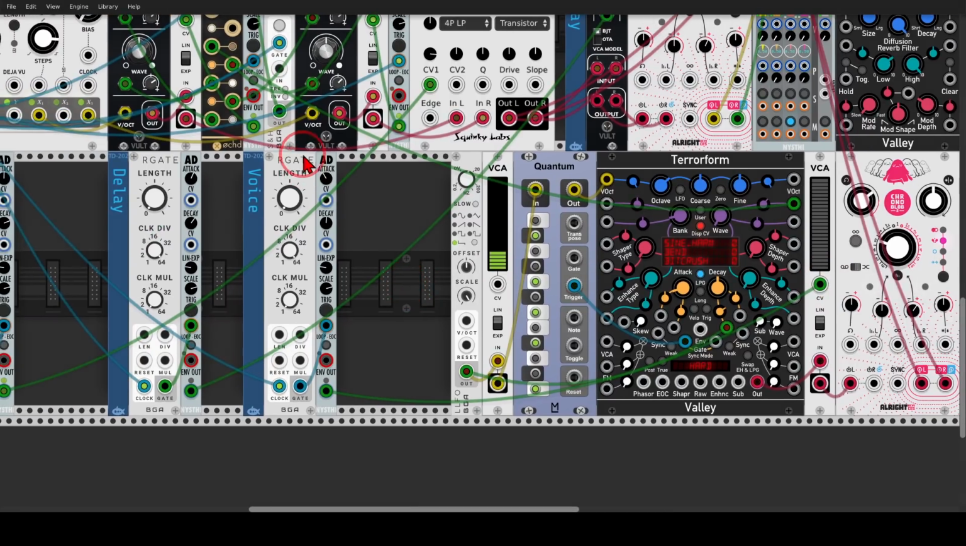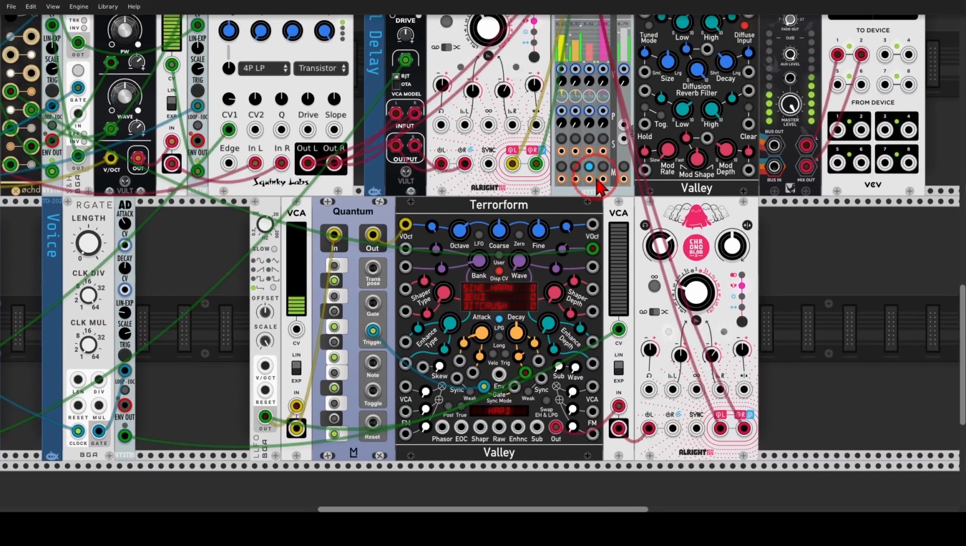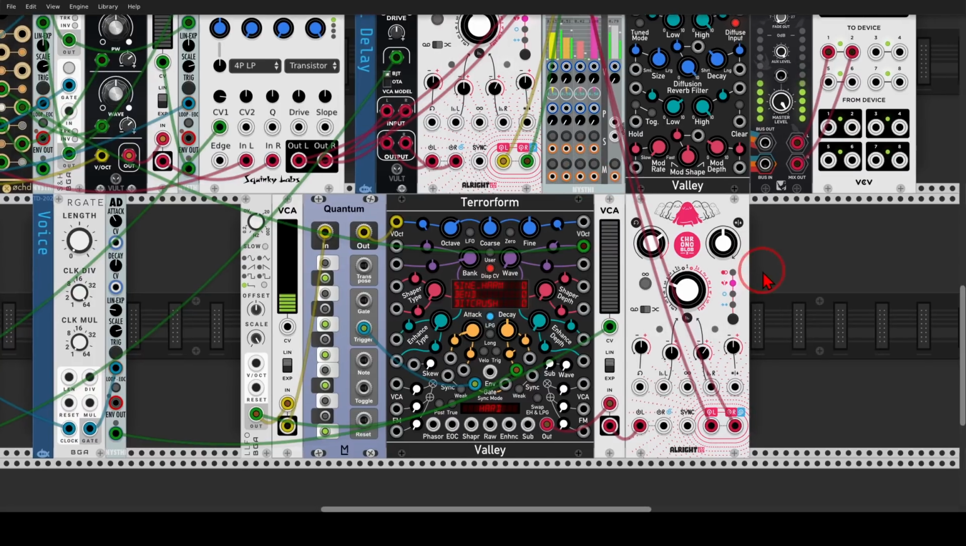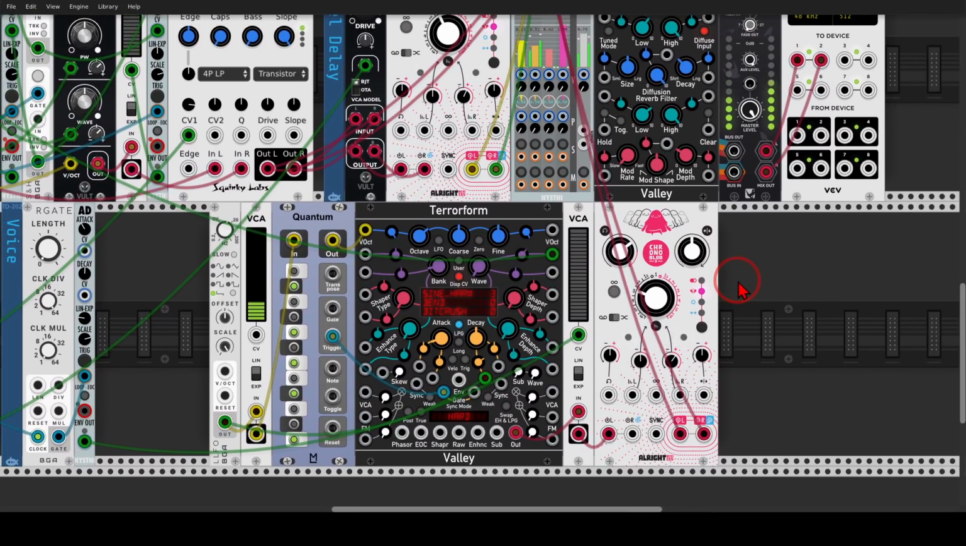And I have here another clock divider. Again, it's dividing the random triggers from Marbles. This one is set to a division of 63. And an envelope is opening this VCA. So only when this VCA is opened, I will unmute this voice, we will get this voice coming in.